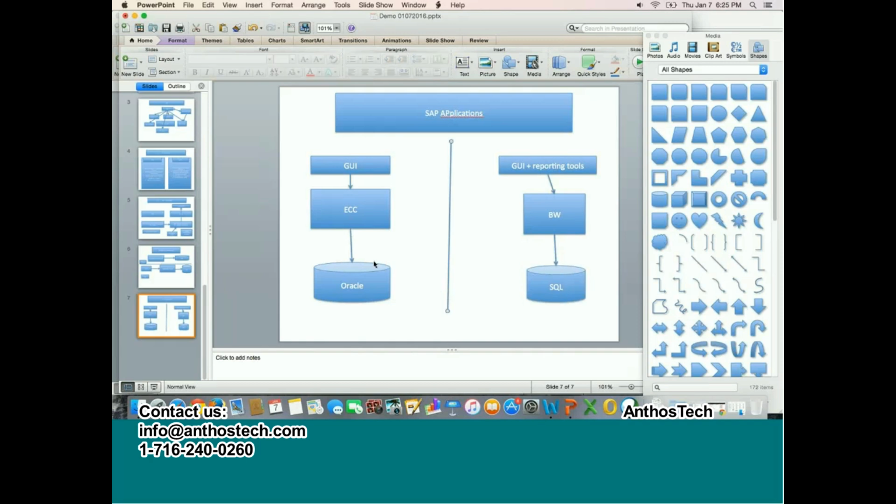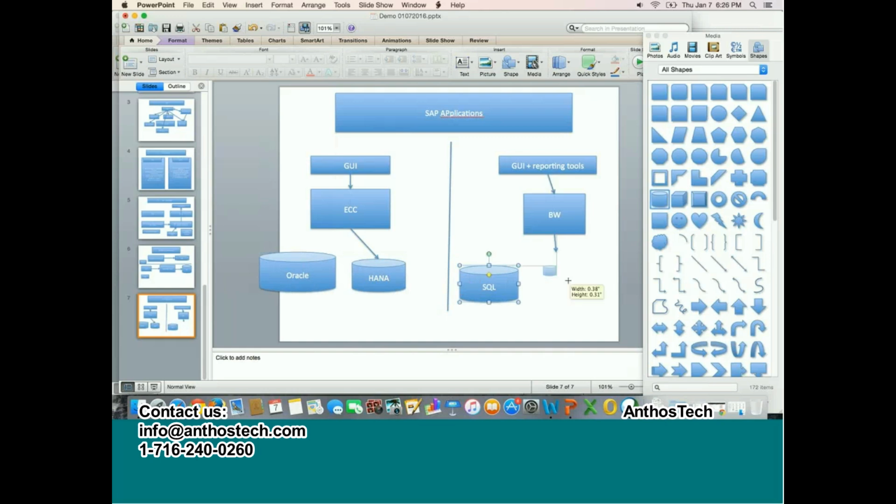Now SAP is saying remove this database. I'll give you a new type of database called HANA. Replace your existing database with HANA, whatever it could be. It could be SQL or Oracle or whatever it could be. Replace this with HANA, and your performance will increase. So that is what SAP is saying.